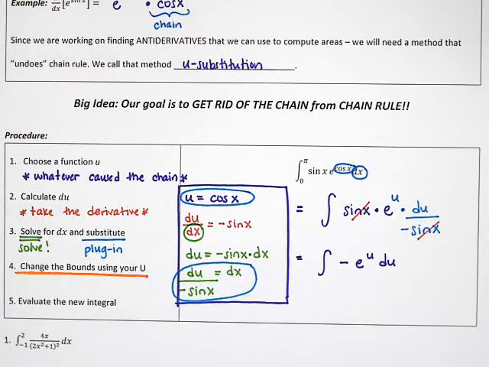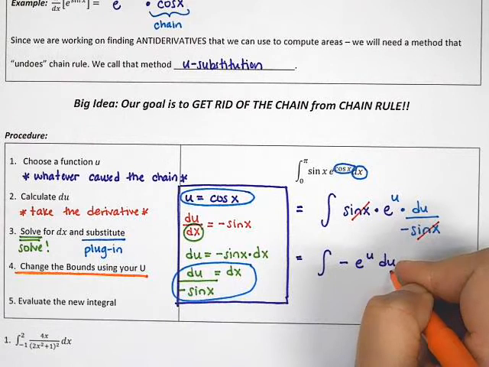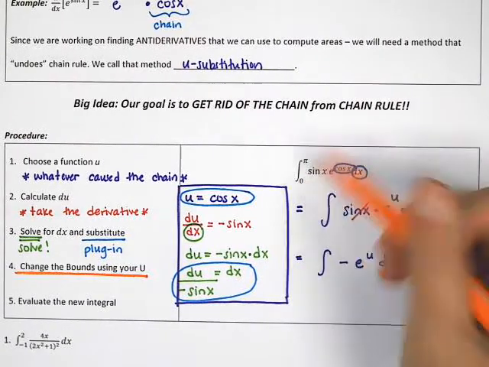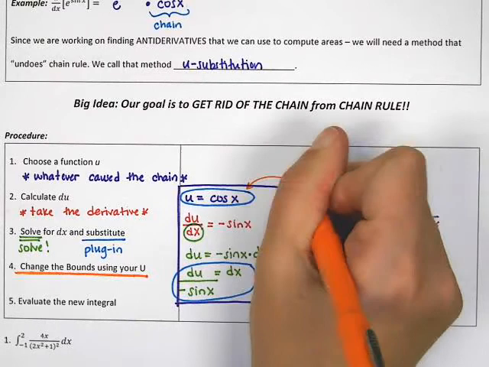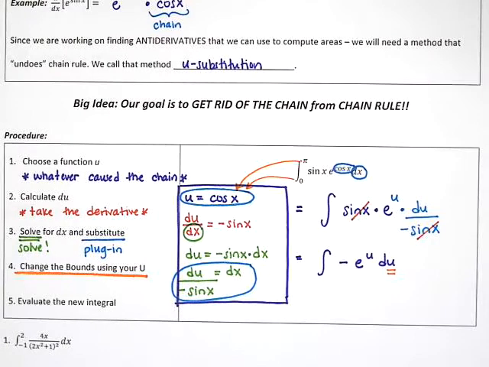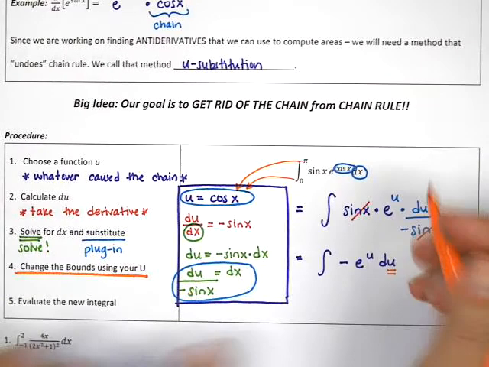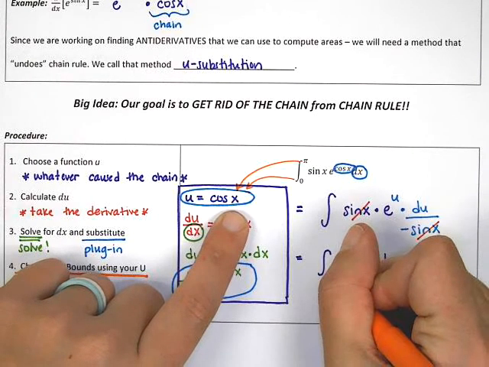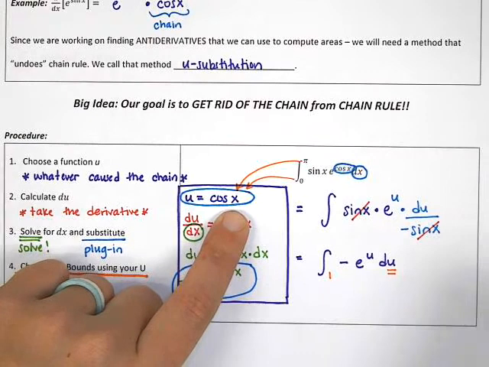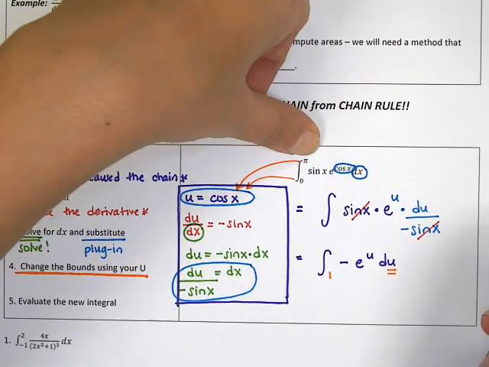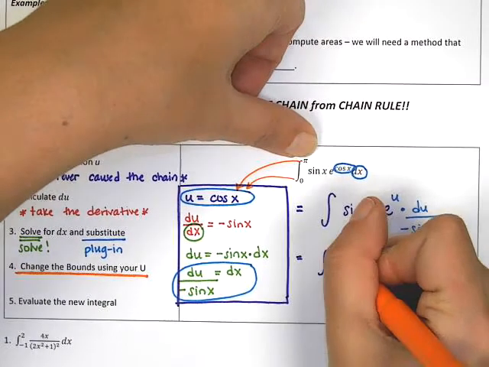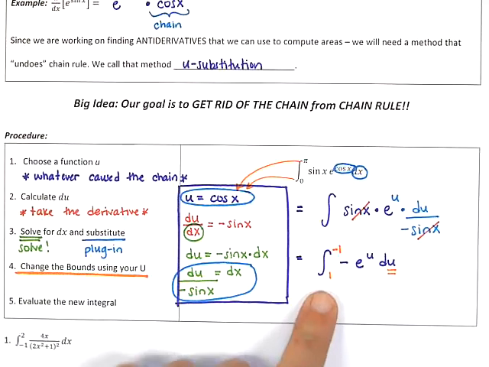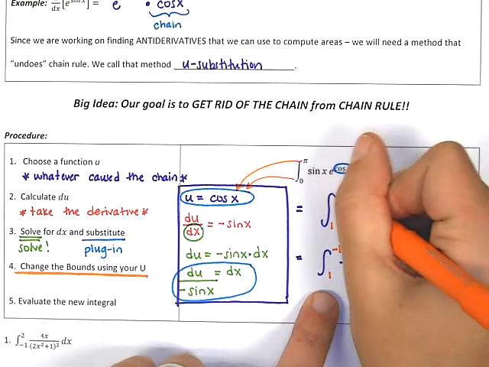To figure out our new numbers, which should be u values, we're going to take these x's and plug them into here to figure out our u. So the bottom number is 0. Cosine of 0 is 1. The top number is pi. Cosine of pi is negative 1. So my new bounds will be 1 and negative 1.